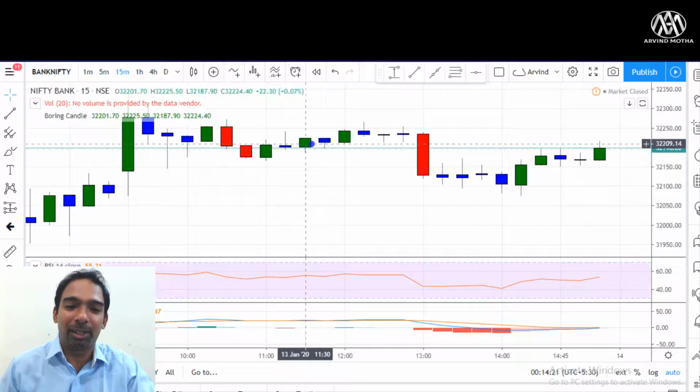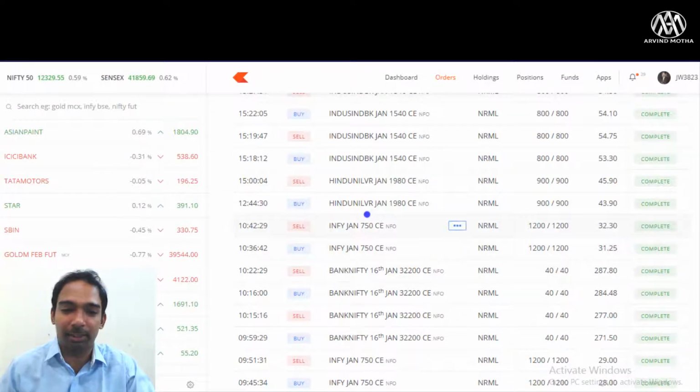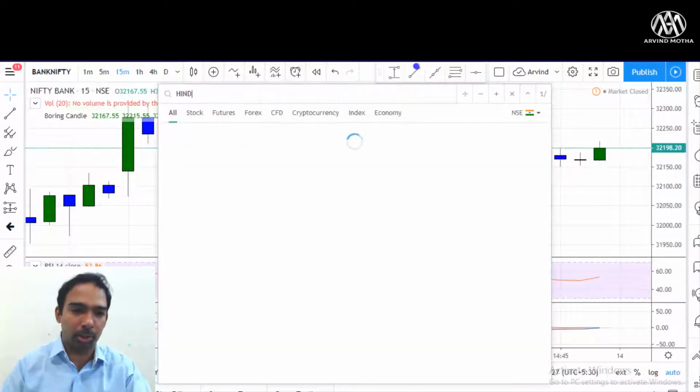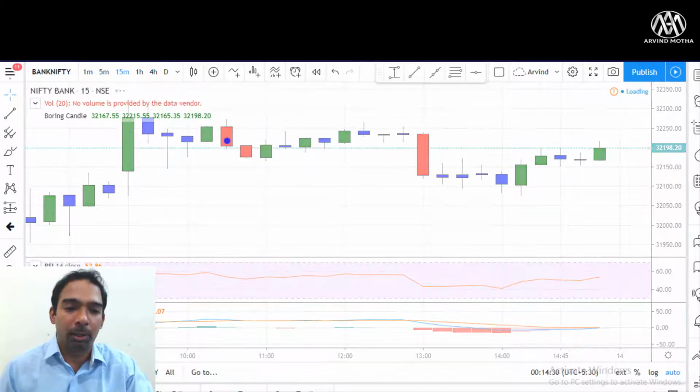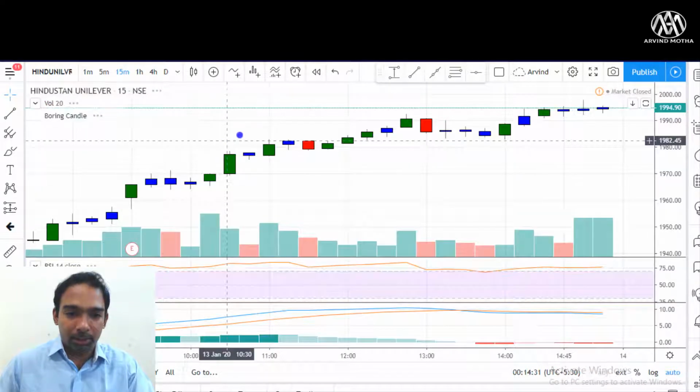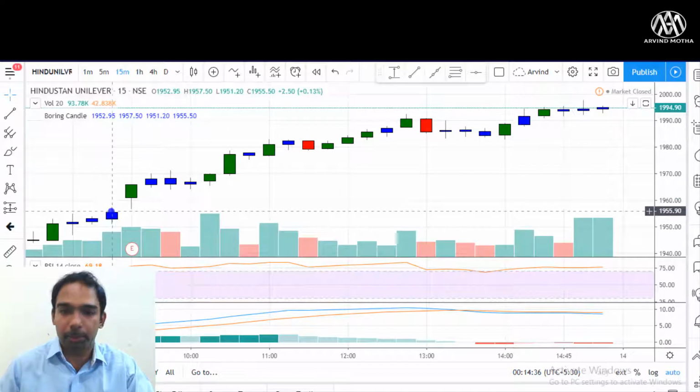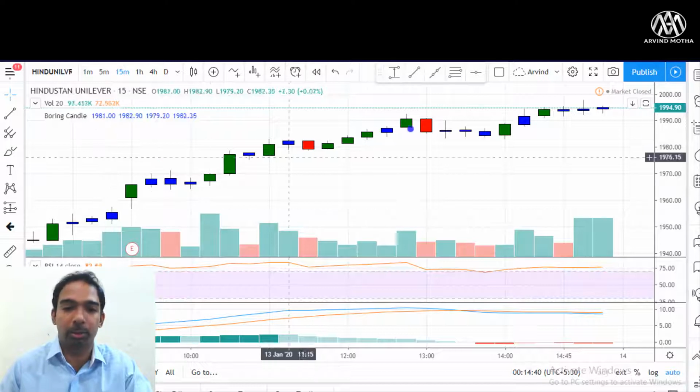So this is about Bank Nifty, and Hindustan Lever was a good trade today. Let's look at the chart of Hindustan Lever. You can see it's overall bullish, right? It's been going up for the last 3-4 days, very bullish, almost 30-40 points, just going straight.